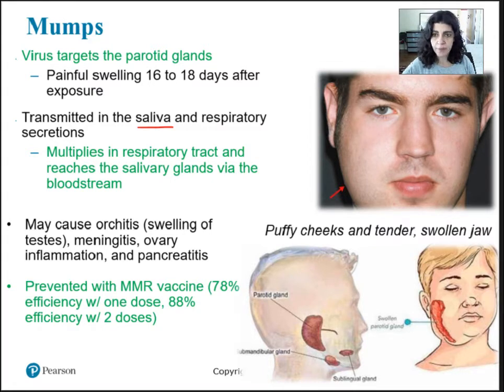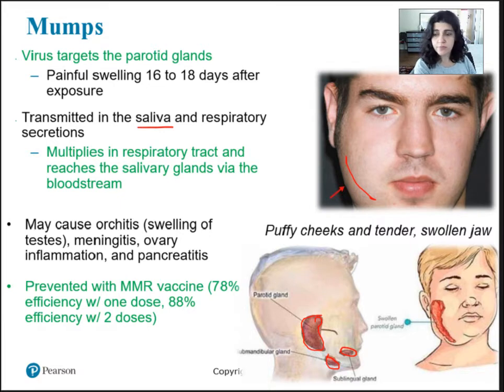Symptoms: when you look at the patient with mumps, you see this swelling of the side of the cheek, and that's where the parotid salivary gland is located. So we have parotid, submandibular, and sublingual salivary glands. The parotid one, which is right behind your ear, kind of under the ear, is the one that is infected by this virus.